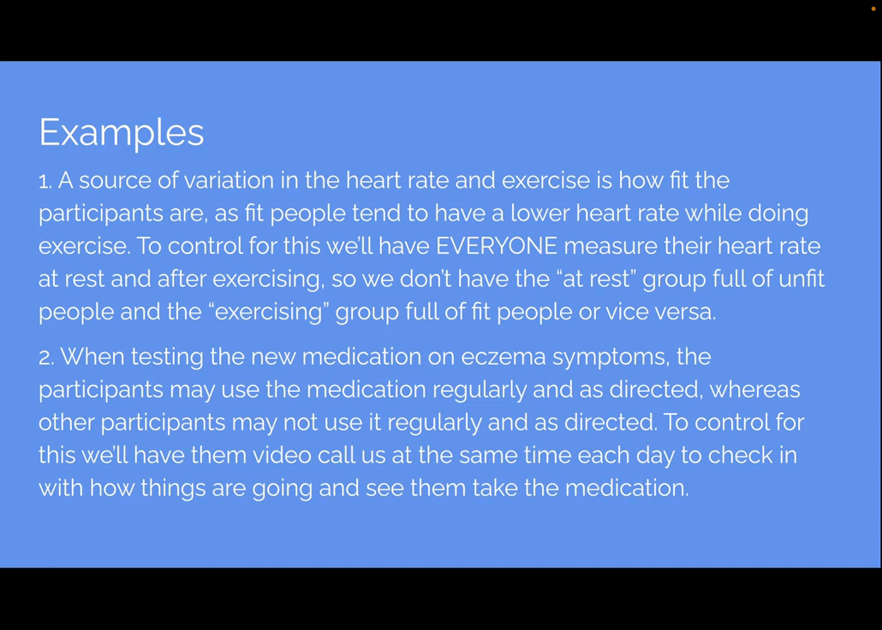So number one, a source of variation in the heart rate and exercise experiment is how fit the participants are, as fit people tend to have a lower heart rate while doing exercise, and you can put some research into that and add that to your plan. To control for this, we'll have everyone measure their heart rate at rest and after exercising, so we don't have the at-rest group full of unfit people and the exercising group full of fit people, or vice versa. So that's one source of variation.